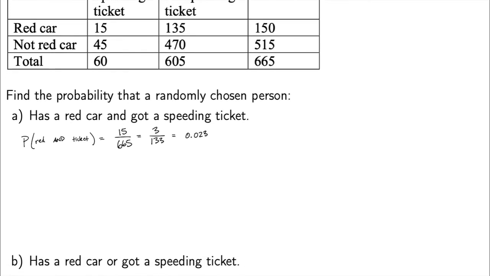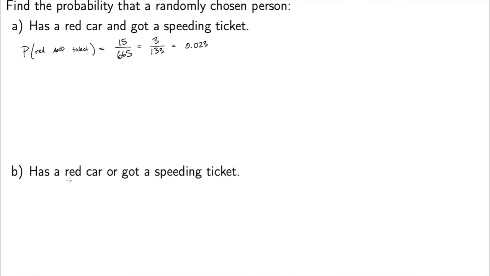Okay, for our next one, we want to know the probability that I have a red car or got a speeding ticket. So, probability of red or ticket. Now this rule will always work, no matter if we have independent events or not. So this is the probability of a red car plus the probability of receiving a speeding ticket, and then minus the probability of a red car and a speeding ticket.